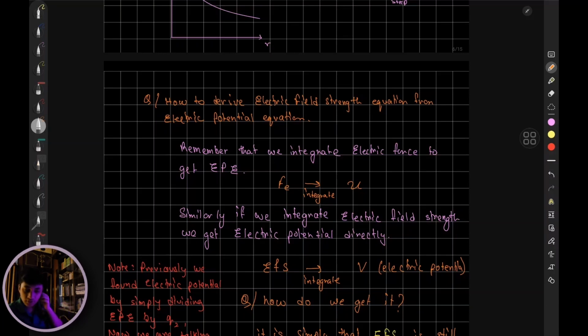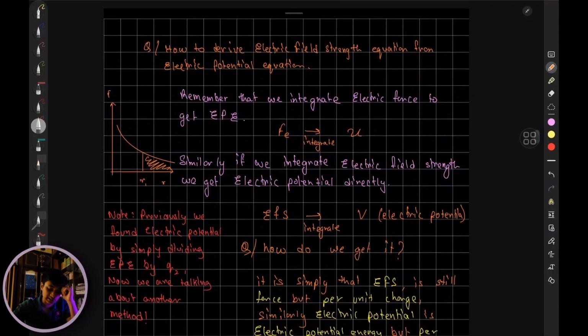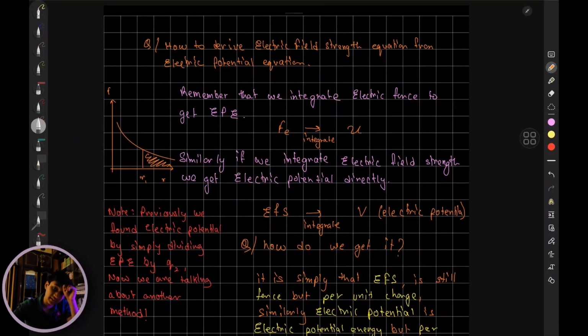Right. So the first thing you need to understand and remember is that when we integrated the force and radius curve, the force and radius graph, you got the electric potential energy. If I draw it, right, from infinity to this point, let's say R1, if you integrated the force and radius curve, you got what? You got the electric potential energy, the work done to bring it from infinity to a defined point. Good. Similarly, notice that if we integrate electric field strength, we get electric potential directly.